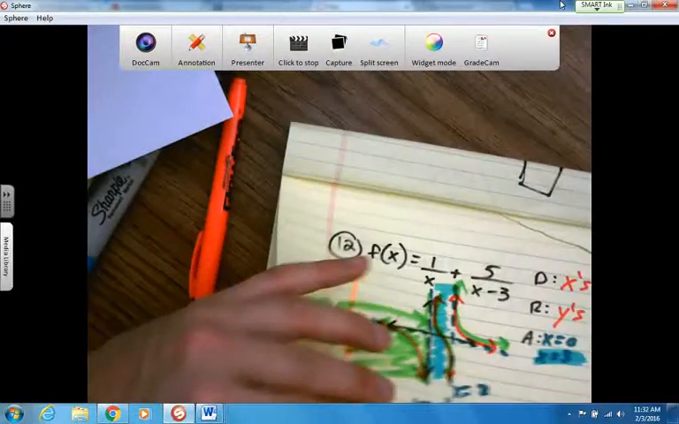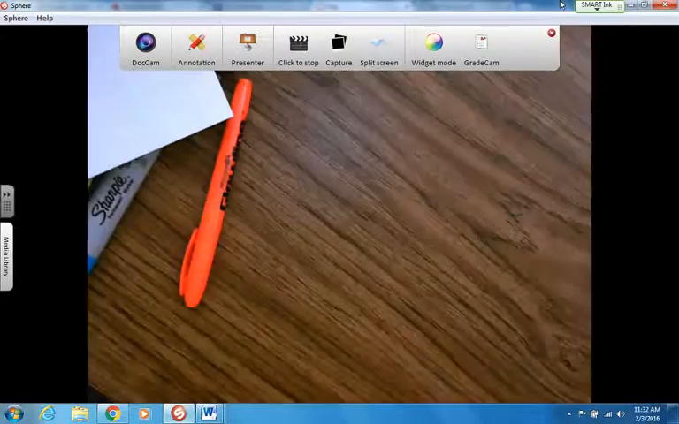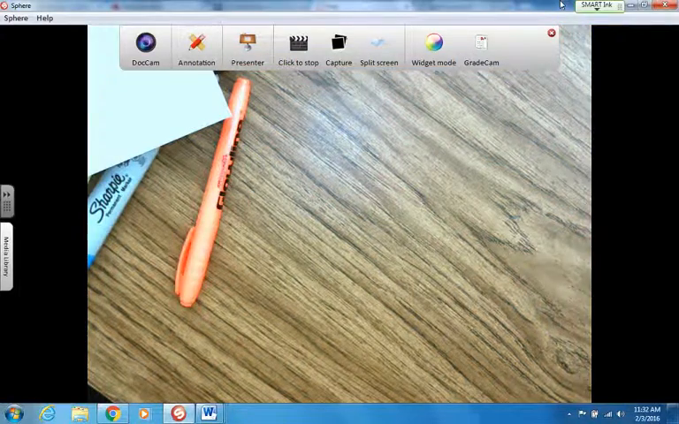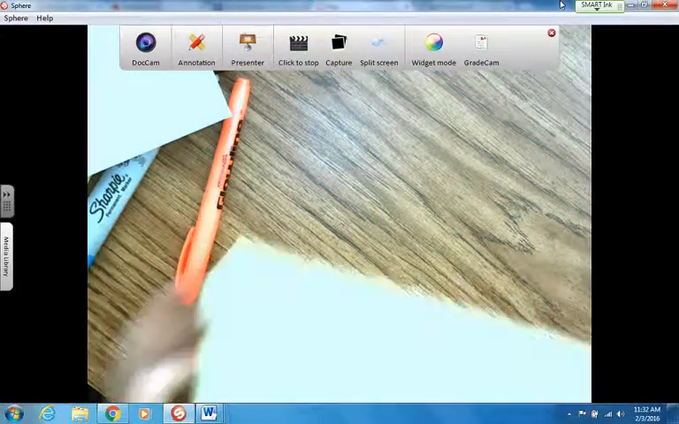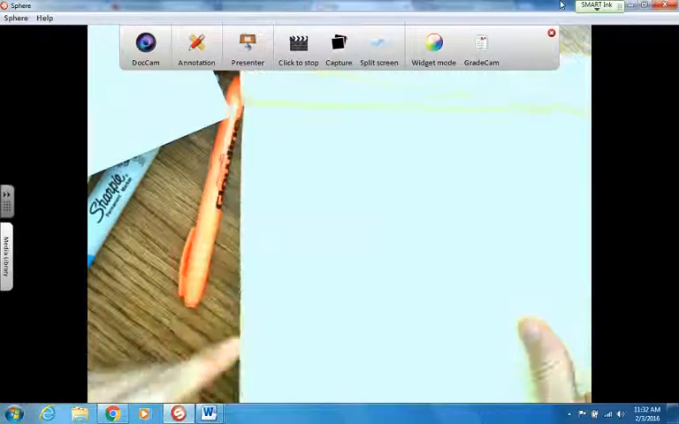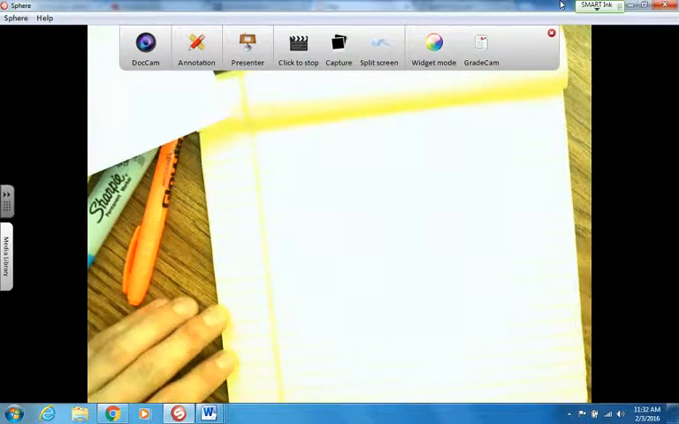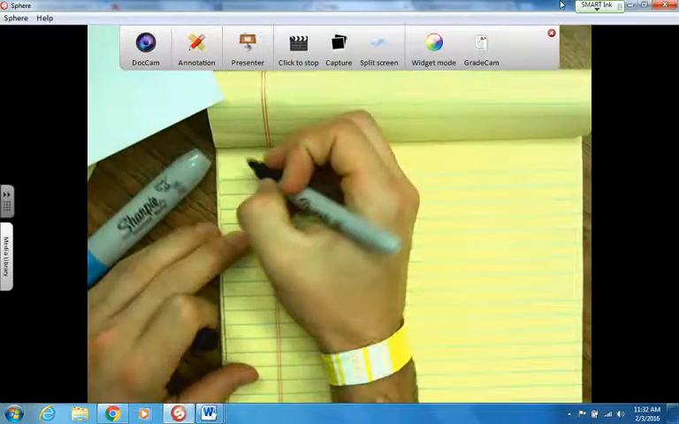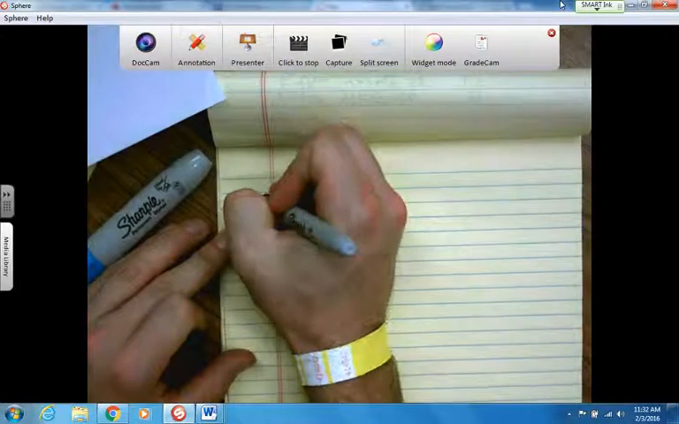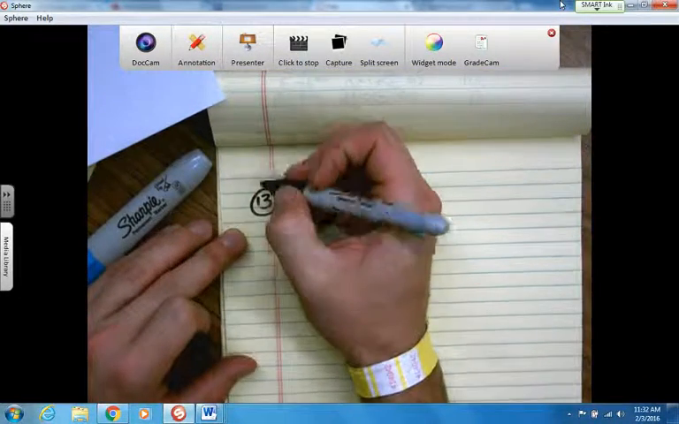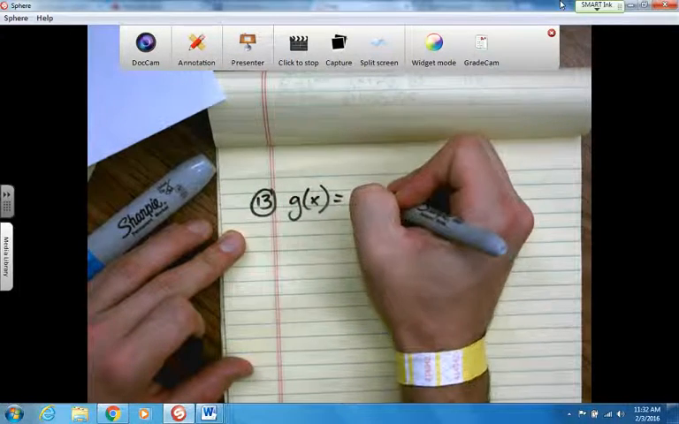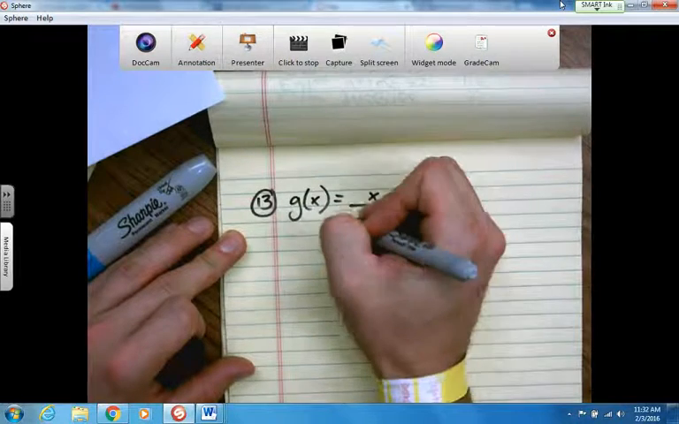Okay. New number. Alright, problem number 13. Nate, I'm going to let you start it out. I want you to do everything with this problem. I'll let you start it just by telling me some things about the graph, Nate. So if I look at 13, I've got g of x equals x over x squared minus 5x.